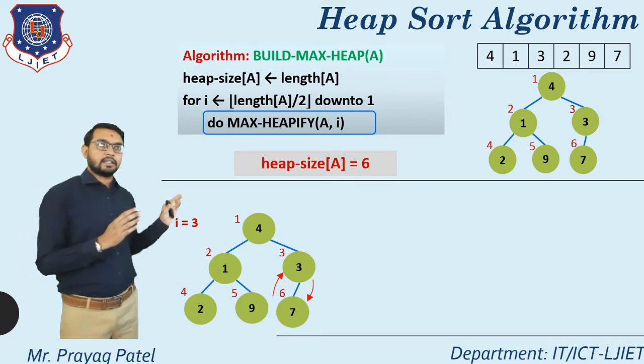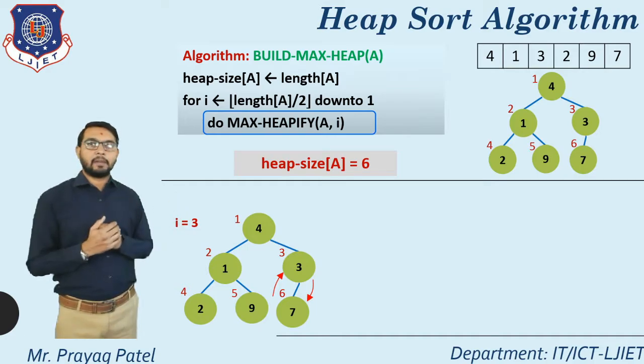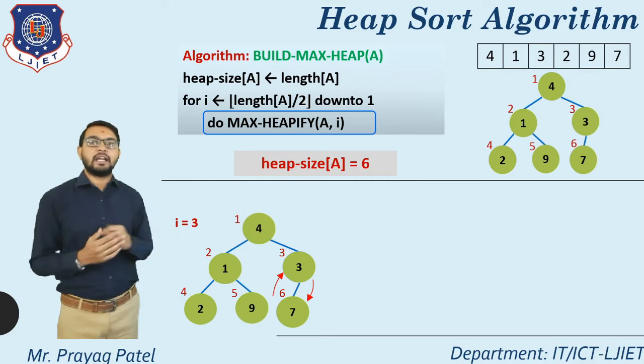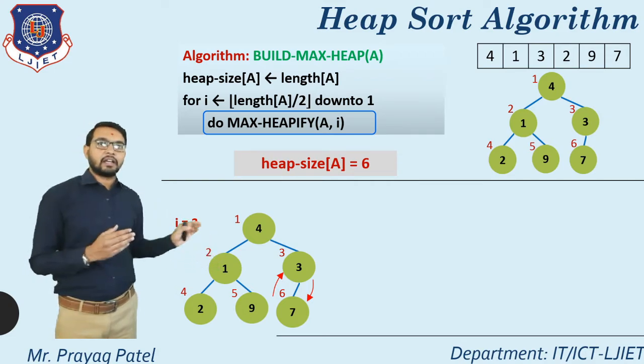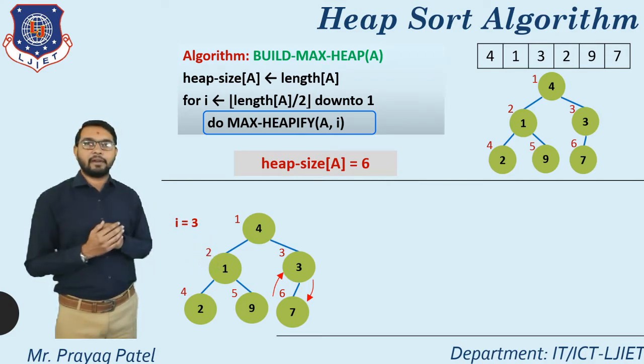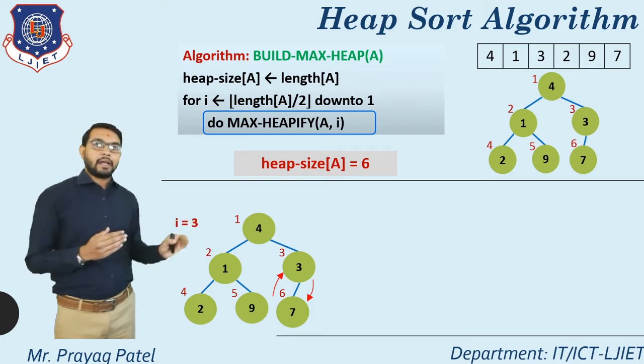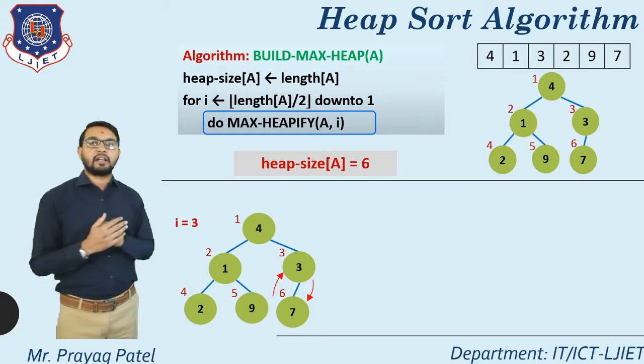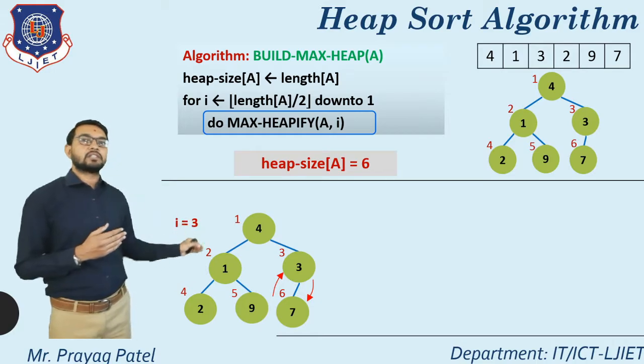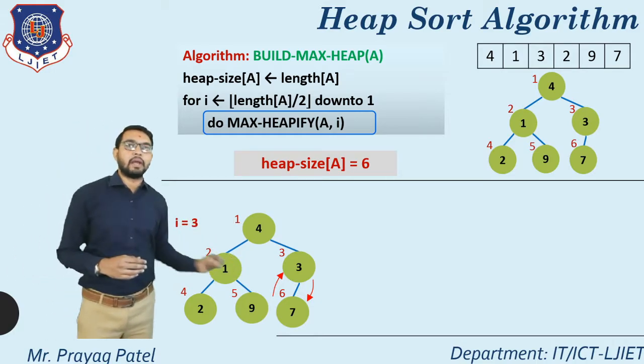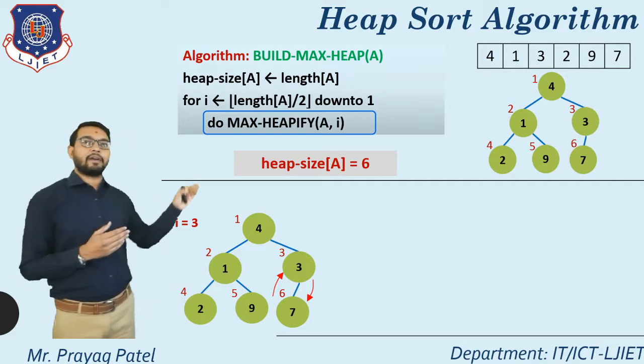So here this is an example of a max heap tree. That's why we can say that the parent node is greater than the child node. So here check the condition for the max heapify function. Here the parent node is 3 and the child node is 7. So 3 is greater than 7, the condition is not satisfied. That's why we can swap these two elements using the max heapify function.